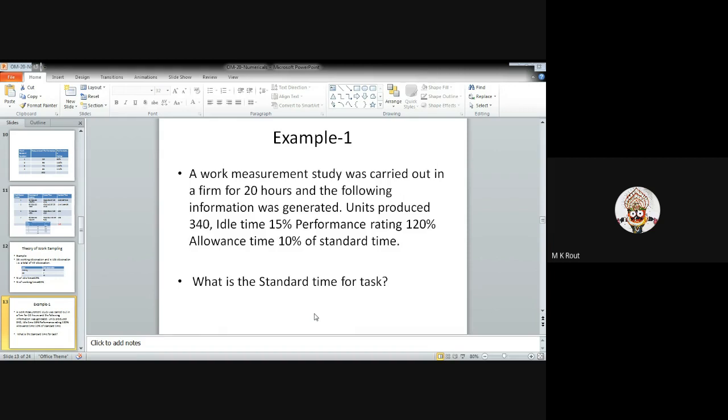So first you have to tell what is the total time here. 20 hours. If you convert into minutes, what is the total time? 20 into 60, that equals how much? 1200 minutes, that is the total time. Just note down the first point for calculating total time: 20 hours into 60 equals 1200 minutes.